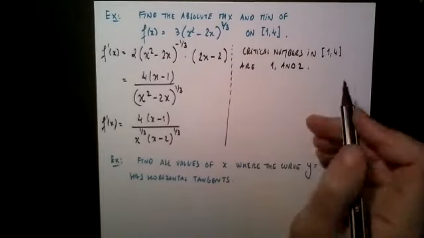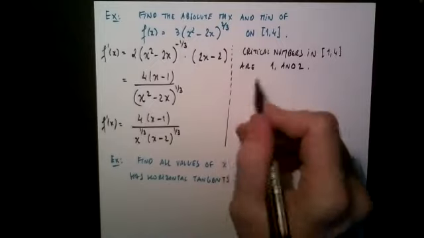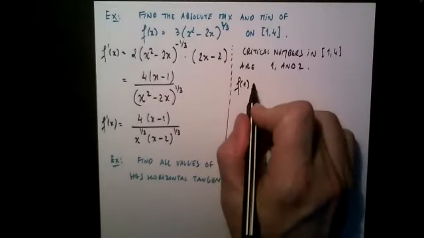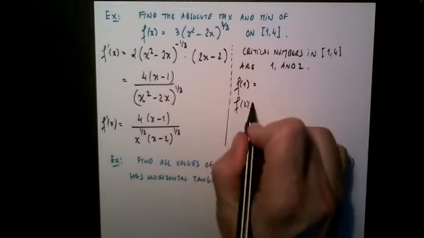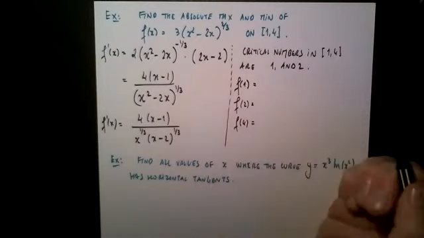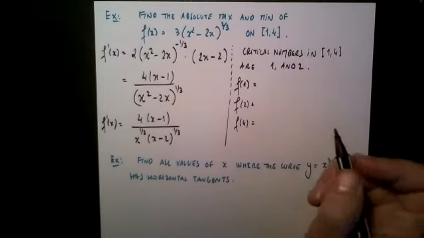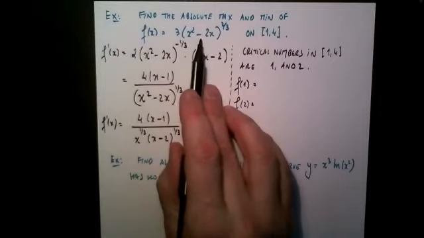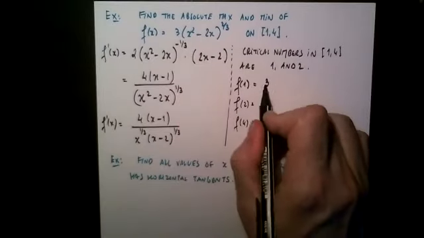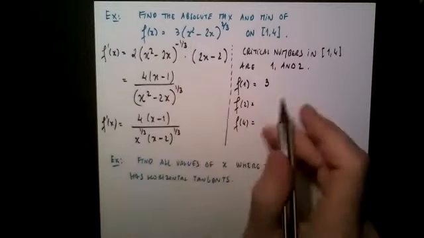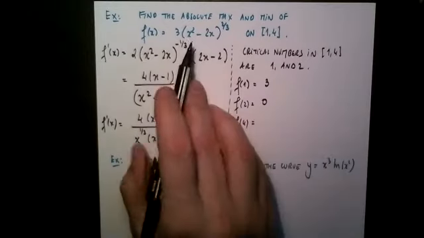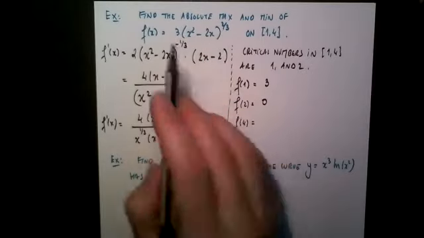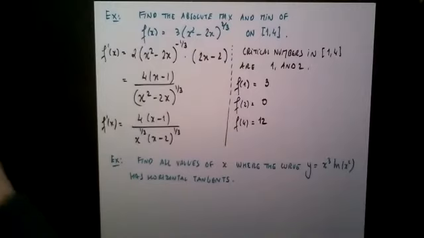Okay, 1 obviously is anyways the endpoint. So let's find f of 1, f of 2, and f of 4. And I think the rest is pretty easy. So if you plug in 1 here, you get 1 minus 2 is negative 1, squared is 1, cube root of 1 is 1, times 3. So I get 3 here. And if you plug in 2, you get 0. And if you plug in 4, you get 16 minus 8 is 8. Cube root of it is 2, times 3 is 6. Is that what you got?